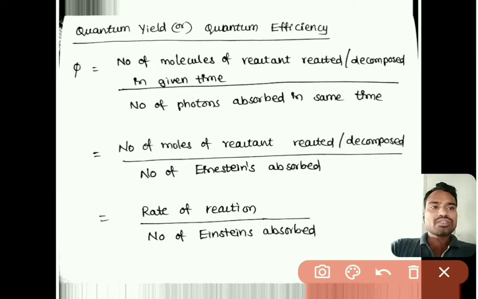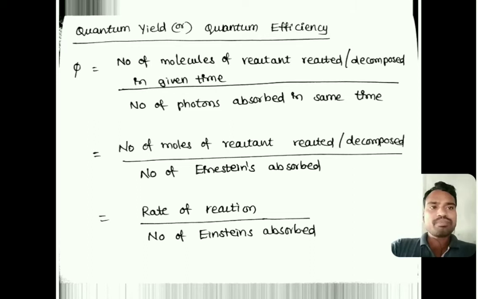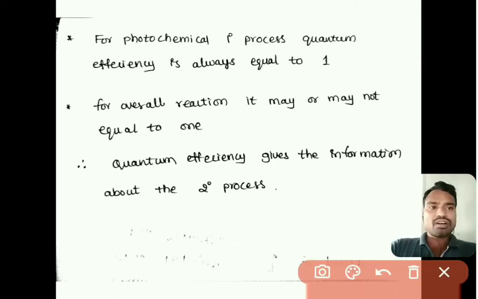So as per Stark-Einstein's law, the quantum efficiency of the primary process of a photochemical reaction is always equal to 1, because in the primary process one molecule will absorb one photon of energy. So that means 1 by 1, that is equal to 1. Or 1 mole of reacted molecules absorbs 1 Einstein of energy, so that is 1 by 1 equals 1. So quantum efficiency is 1 for the primary process, right?